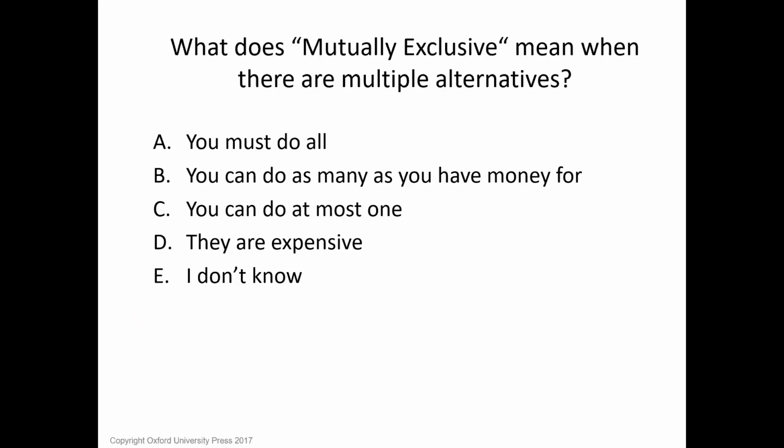So what does mutually exclusive mean when there are multiple alternatives? Does that mean you must do it all, or that you can do as many as you like and have the money for? Or maybe you can do at most once. Maybe it's because they're expensive alternatives. What do you think? Well, mutually exclusive means, in the context of multiple alternatives, that you can do at most once, meaning you cannot do both. You have to pick one. It's not a hybrid, it's not an and, it's an or.